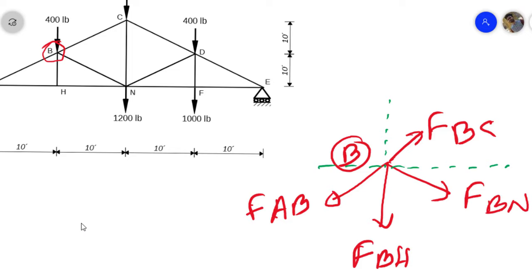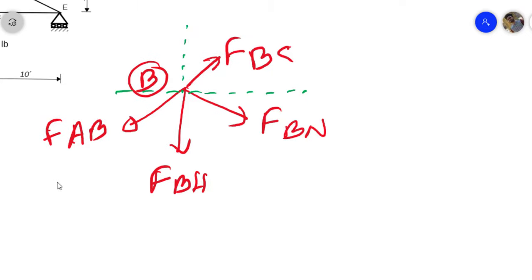The formulas are the same, we have only two: summation of F_x equals 0 and summation of F_y equals 0. Here there are 1, 2, 3, 4, total 4 members, but we know the values of FBAS and FAB. The value of FBAS is 0 and FAB equals minus 1450 root 2. Now we need to calculate the values of FBC and FBN. You can see that both forces FBC and FBN are inclined, so you have to divide FBC into horizontal and vertical components, and the same thing is applicable for FBN.